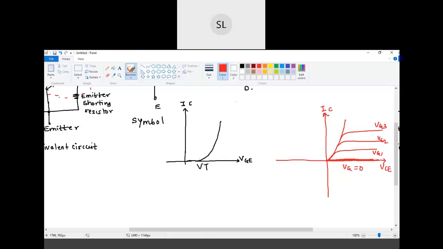So if the gate voltage is 0, what will happen? The IGBT will be operated in the, it is as good as in the off state, for gate voltage equal to 0.